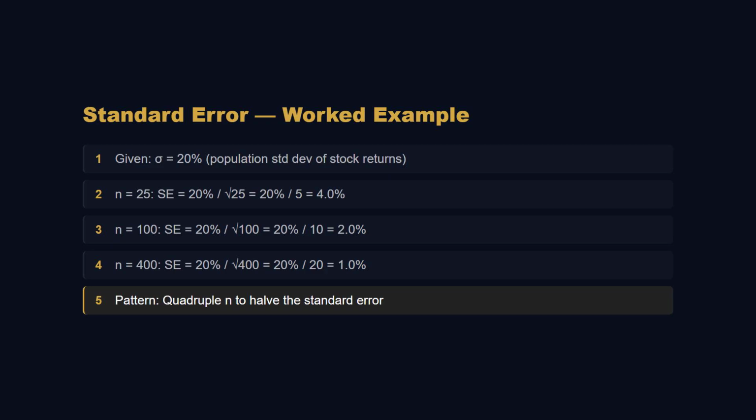Now increase to 100 stocks. 20% divided by the square root of 100. Square root of 100 is 10. 20 divided by 10 equals 2%.